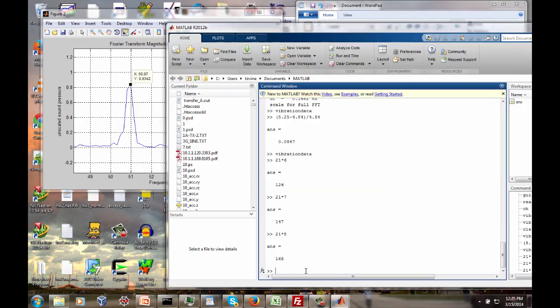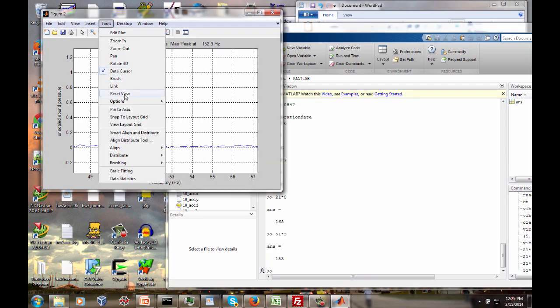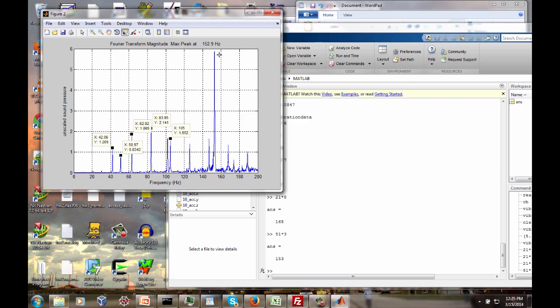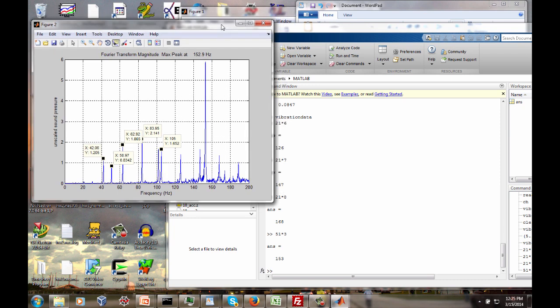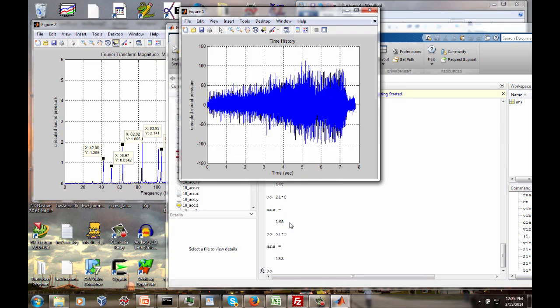So if we have 51 hertz and we take the times 3 integer multiple, that's 153 hertz. Well, if I do a tool reset view, that's the spectral peak here at 153 hertz. That's the highest spectral peak in terms of magnitude. The highest magnitude spectral peak, that's 153 hertz. So why did that happen at a times 2 rather than a times 4?